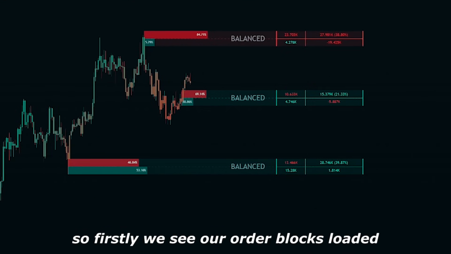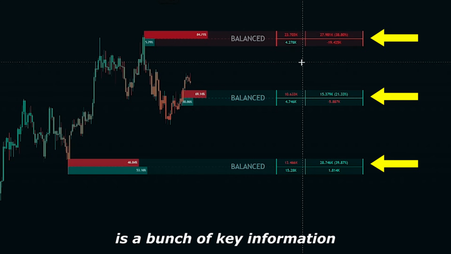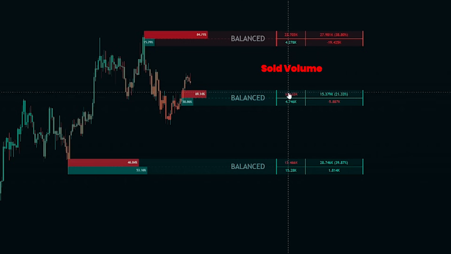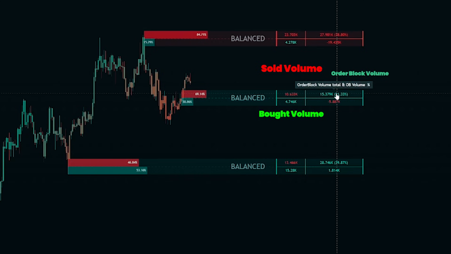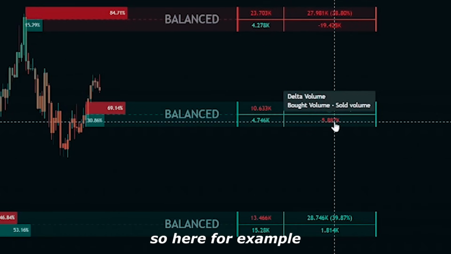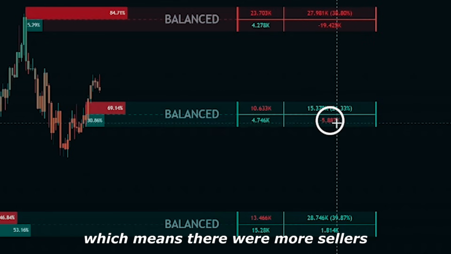So firstly, we see our order blocks loaded. What we can see within the order blocks is a bunch of key information regarding their generation. We can see the sold volume, we can see the bought volume, we can see the order block total volume, and we can see the delta volume, which is the difference between the buying and the selling volume, an invaluable insight. So here, for example, we have a negative volume delta, which means there were more sellers.